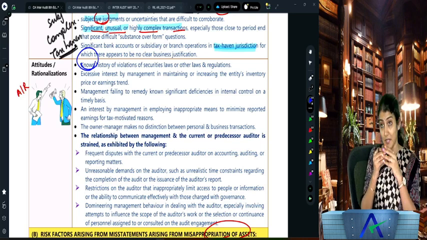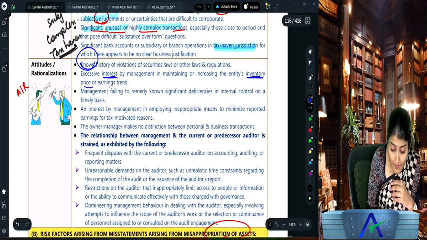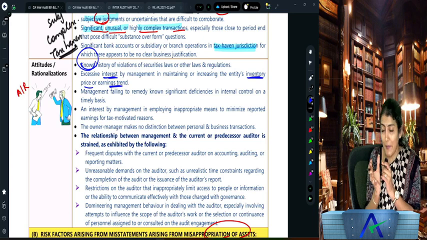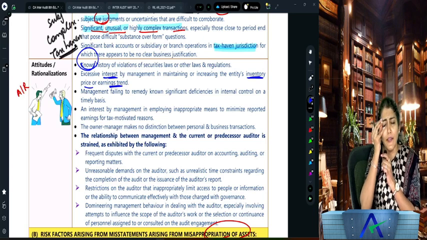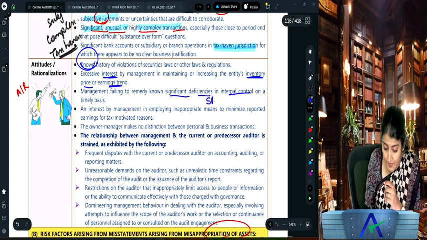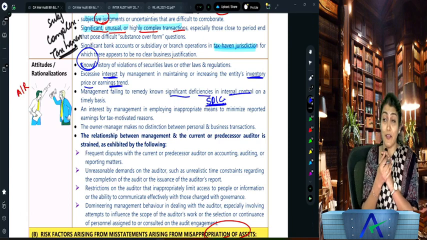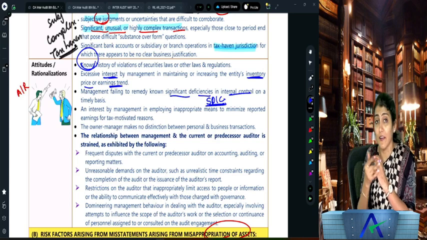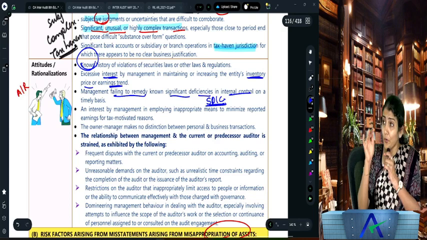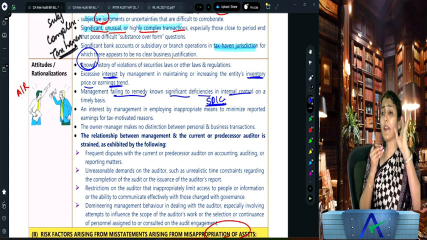Right, so known history. Then management is interested in maintaining the share price or the earning trend of the company. Then the auditor is telling the management, your company's internal controls are horrible. There are significant deficiencies in internal control, SDIC. The auditor has issued a letter of weakness. He is telling the company very bad internal control. They say let it be. Management is failing to remedy. They know there is weak internal control. Then you should rectify now. No, it is the attitude. What is the attitude?